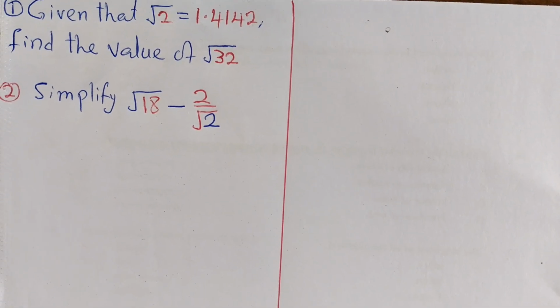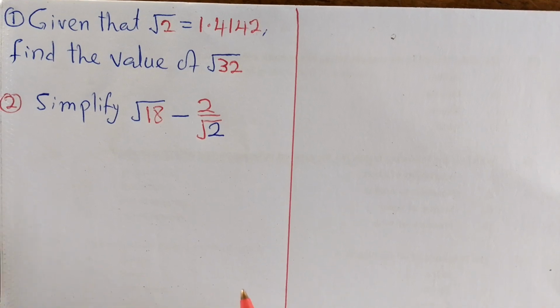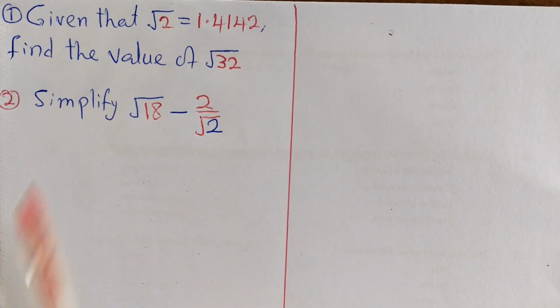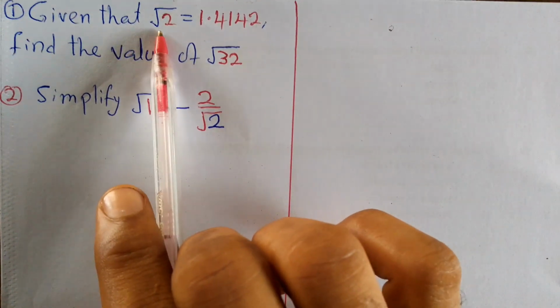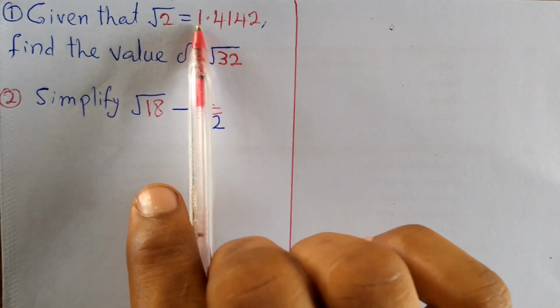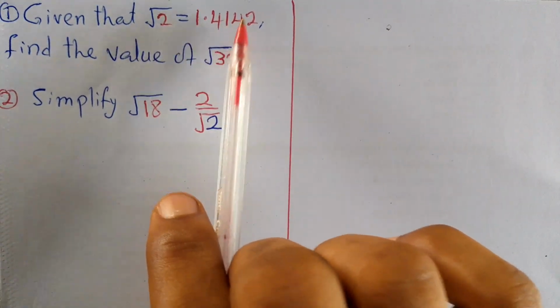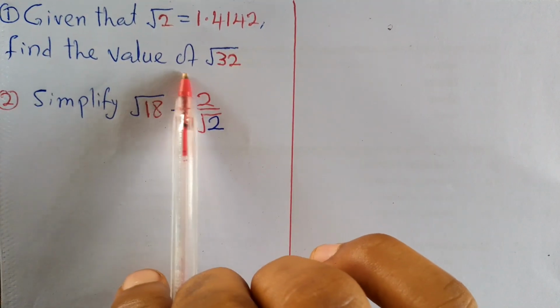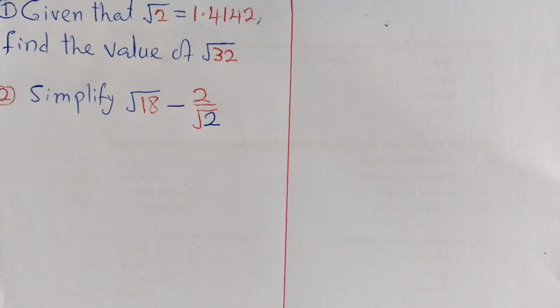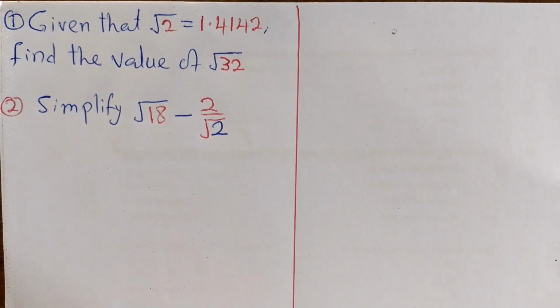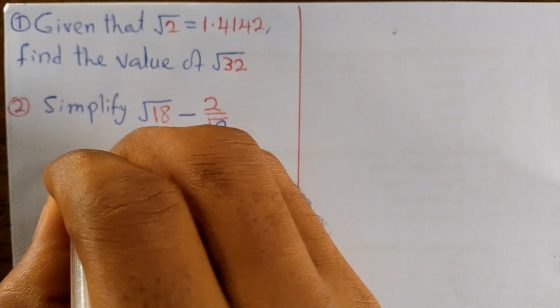Today we want to look at surds, and then we want to use these examples here to solve it. The first one says that given that root 2 is equal to 1.4142, find the value of root 32. So let me start with that one. So we are having the solution.